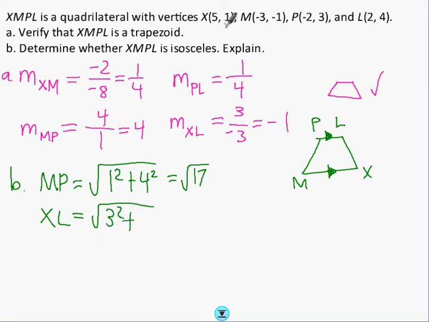Plus, let's get the change in y's. 1 and 4 are 3 apart. And 3 squared plus 3 squared is 18. These are really, really close.